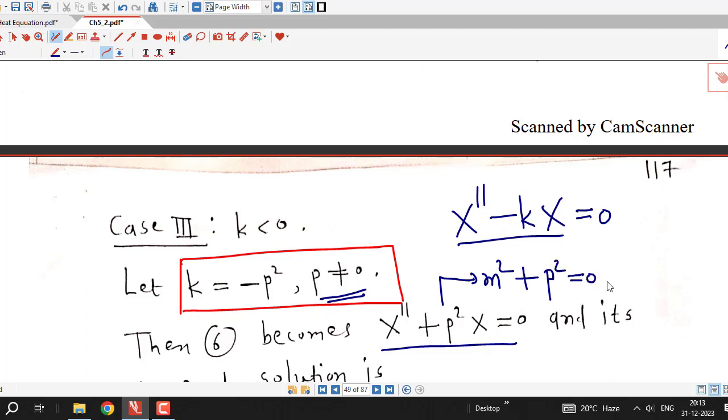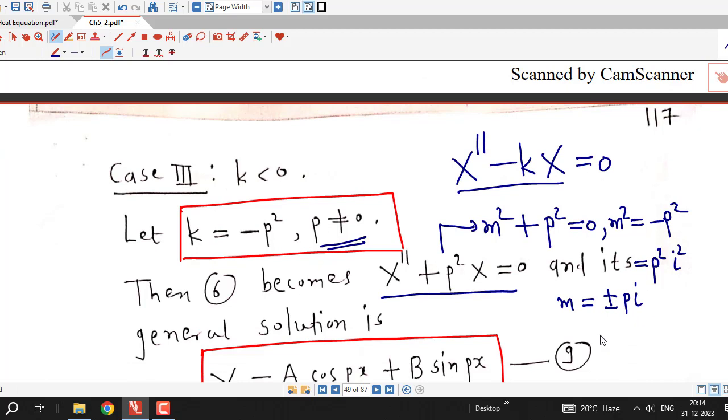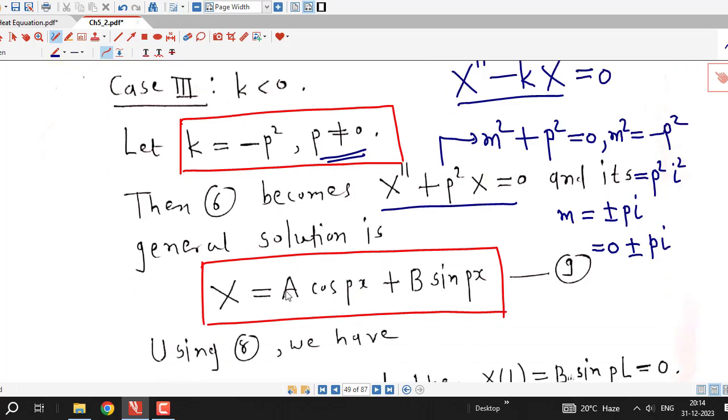equal to 0. That will give me m square equal to negative of p square, and if I replace minus 1 by i square, I will have p square times i square, and hence m equal to plus or minus p into i. So I have the complex roots with real part 0 and imaginary part p, and therefore the general solution is X equal to A times cosine of px plus B times sine of px.